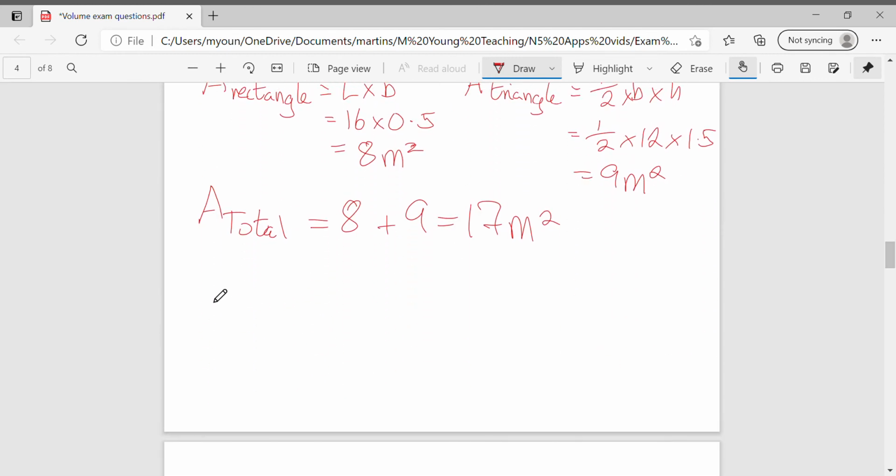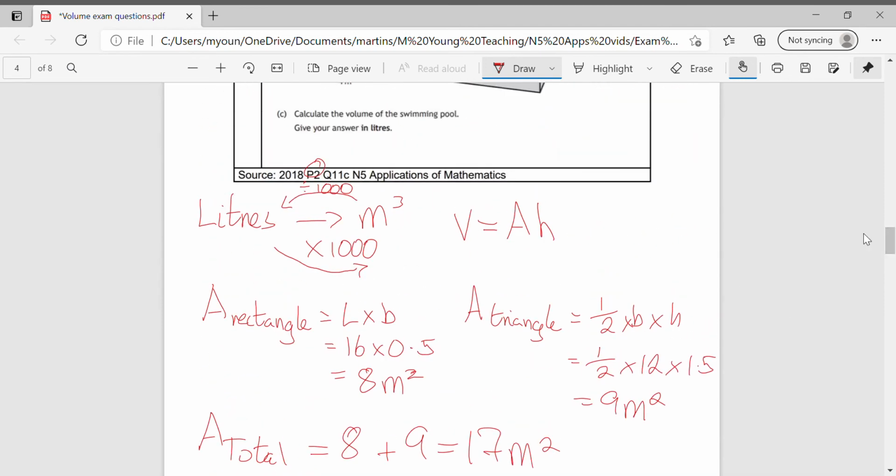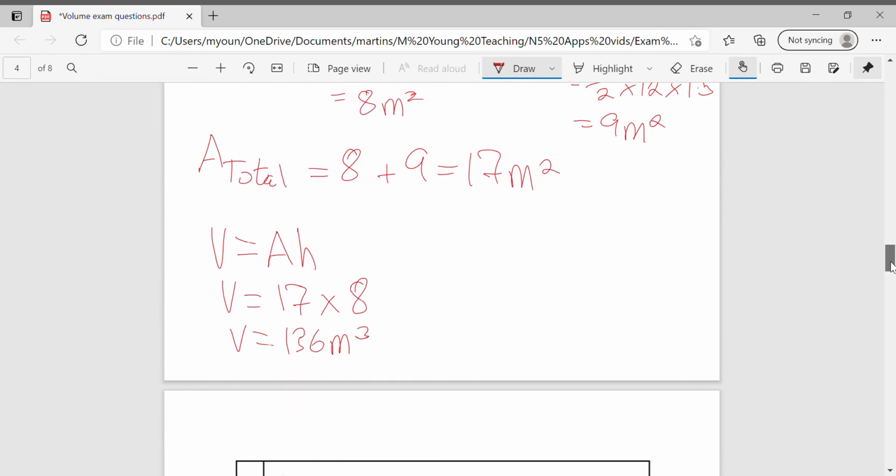So volume is area times the height, but that's really what makes it 3D, when we're thinking about height. That can sometimes be length. So for this one, that's our area for the front face, and we're timesing it by how far back it goes, and that's 8. So that was 17 times 8, which is 136. And this is going to be cubic meters, and we were told to get it into litres, so we've got to times by 1,000 to do that. So 136 times 1,000 is 136,000 litres, and that's our final answer for that one.